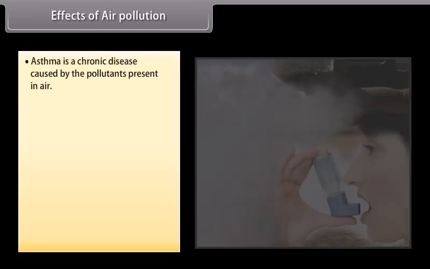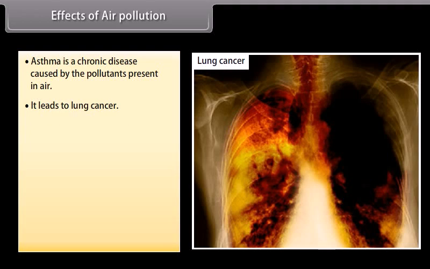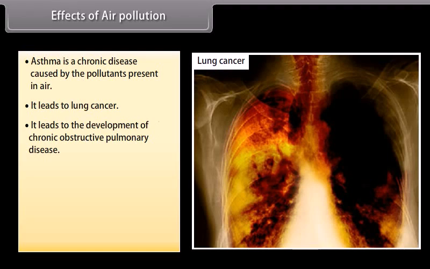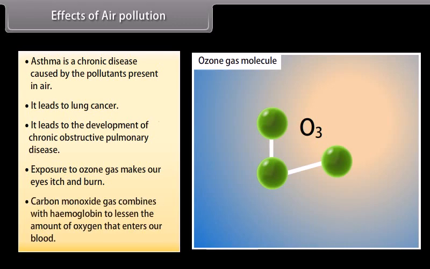Effects of air pollution. Asthma is a chronic disease caused by the pollutants present in the air. It leads to lung cancer. It leads to the development of chronic obstructive pulmonary diseases. Exposure to ozone gas makes our eyes itch and burn. Carbon monoxide gas combines with hemoglobin to lessen the amount of oxygen that enters our blood.